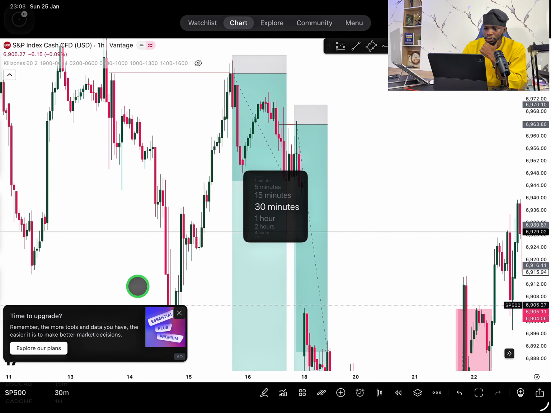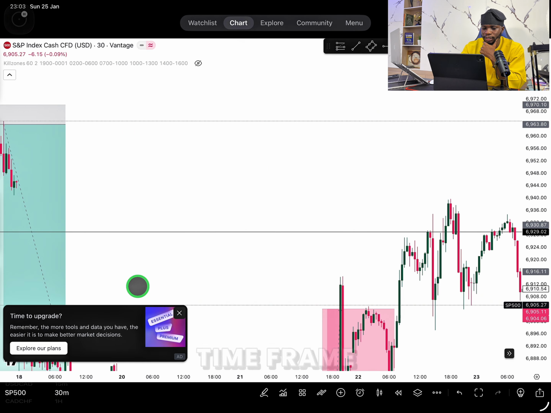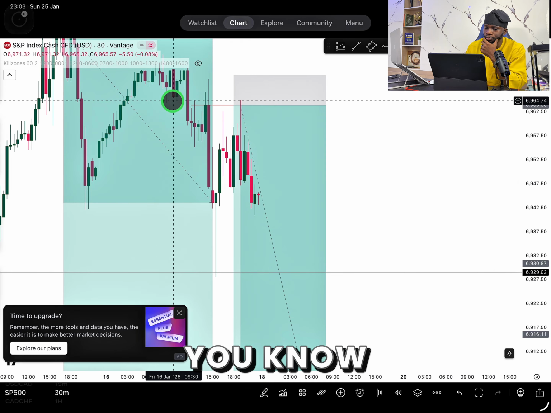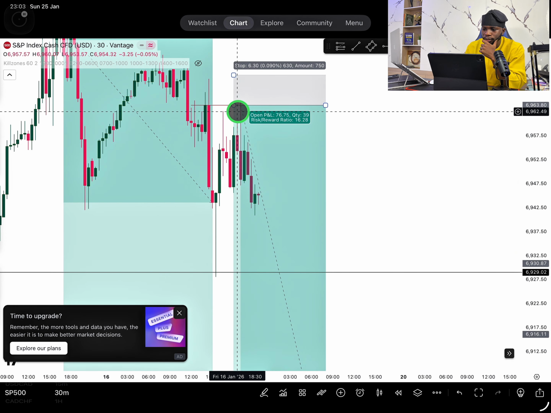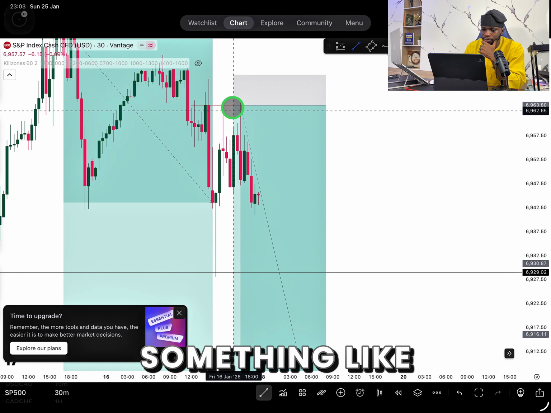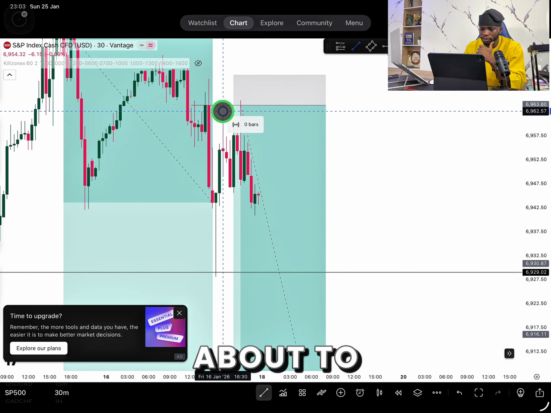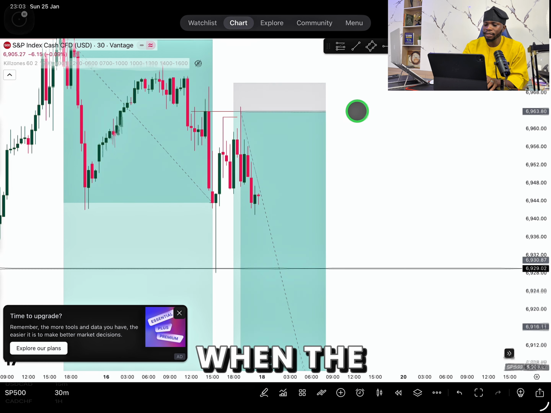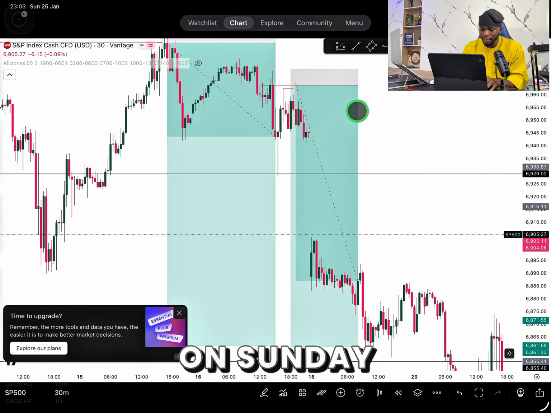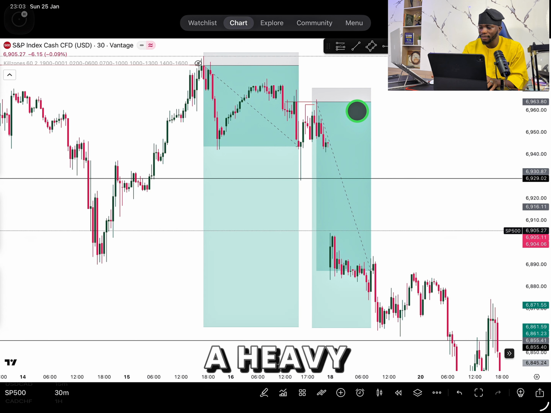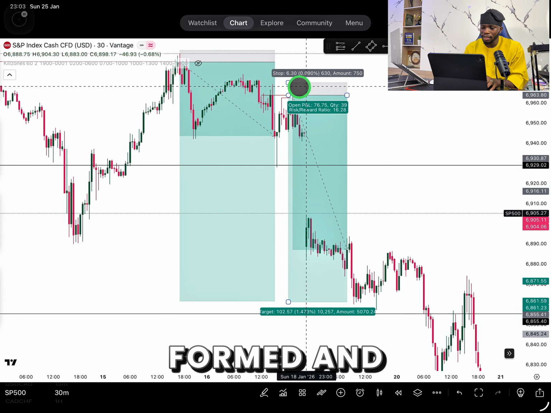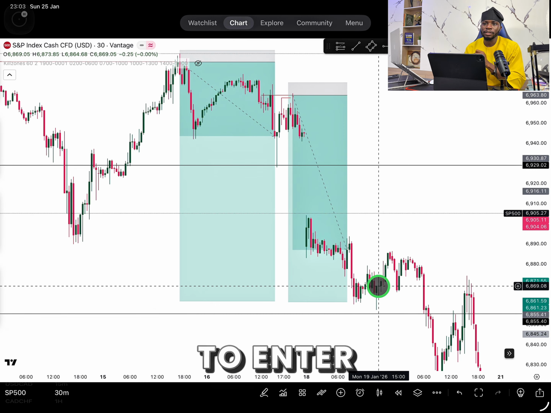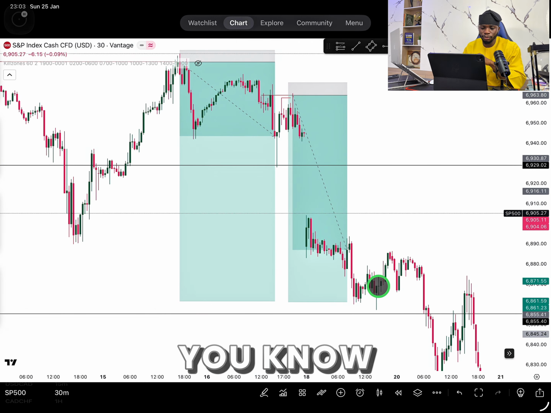I remember this trade was taken on the 30-minute time frame, at a key level. And here there was a liquidity that was about to be taken out. And here we have price. When the market opened on Sunday night, see what happened. A heavy gap just formed and took us straight to take profit. Sadly, I was unable to enter the trade, and it happens.